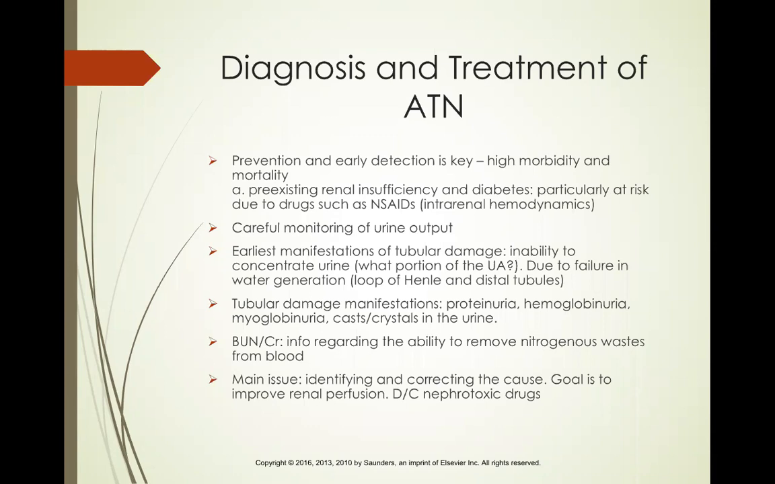Tubular damage manifestation can cause a leakage of protein, so they have proteinuria, hemoglobinuria, myoglobinuria, casts, and crystals in the urine. That just means that there is no filtration occurring and everything is being released into the urine. BUN and creatinine reflect the ability to remove the nitrogenous waste from the blood. The main issue is and always will be to identify the cause. If you can identify what is causing the damage, then you can eliminate that. And of course, to discontinue any nephrotoxic agents.